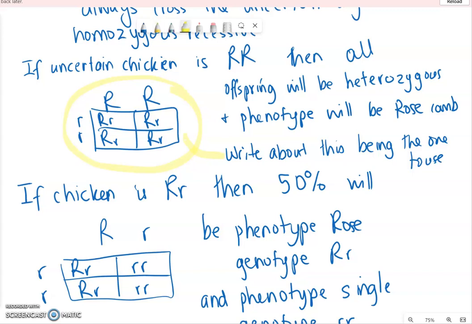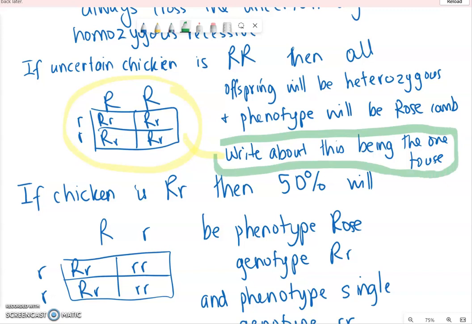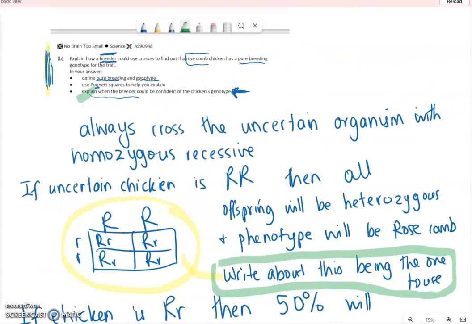All right. Does that make sense? Hopefully it does. That is the last part of the answer to this part here. All right. Good luck.